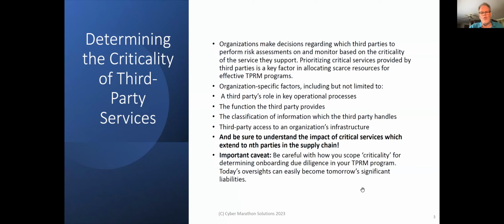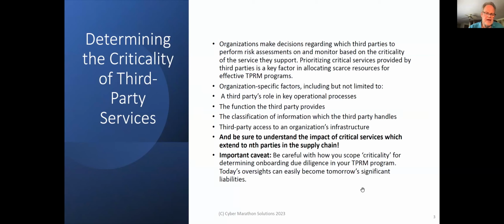So one simple way to think about criticality is if you're sharing sensitive information of your company with a third party, and also depending on the volume of information that you're sharing, that may drive criticality, because one of the big trends that we see associated with data breaches is the theft of sensitive information, whether that's personally identifiable information, protected health information, whatever the case might be.